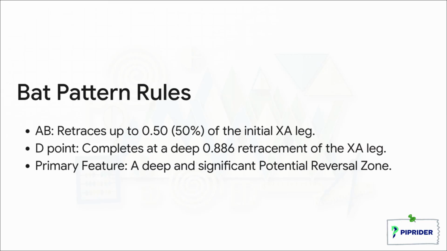The B point is shallower here. It only comes up to about a 0.55 retracement of XA. But the real defining feature, the thing that makes a bat, is its D point. It completes at a very, very deep 0.886 retracement of XA. That deep reversal zone is its signature move.